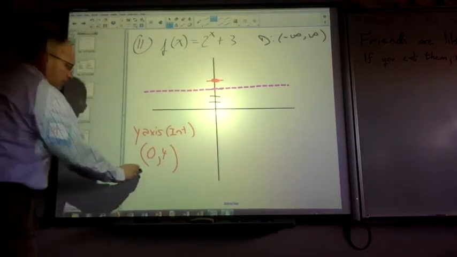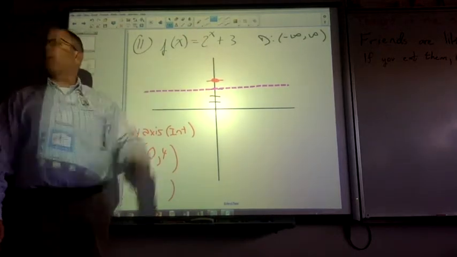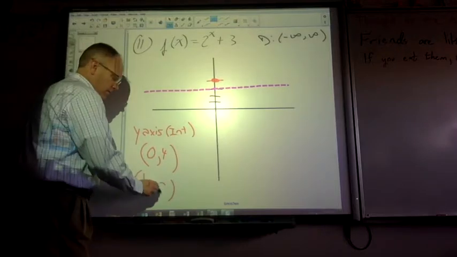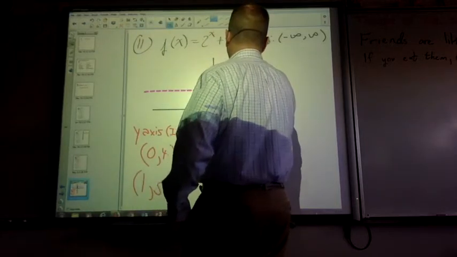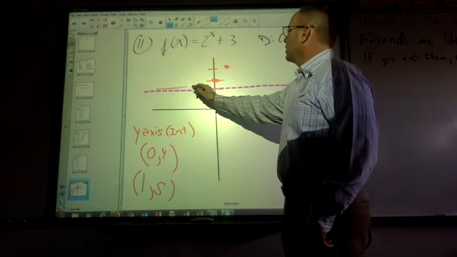And then we can find a second point. I can do 1 comma, plug that in. 2 to the first power is 2. 2 plus 3 is 5. So 1 comma 5. All right? So this graph looks like this.